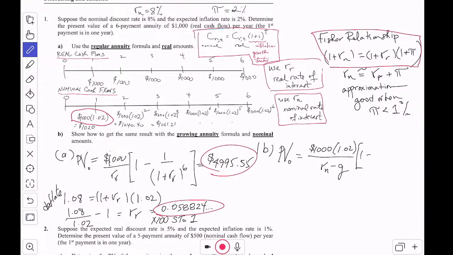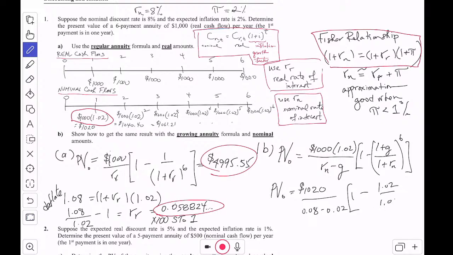And then 1 minus 1 plus G over 1 plus the nominal rate for 6 periods. That formula should give me the same answer. So let's put the numbers inside and then punch it in together. So I could put 1,020 just to make it easier. And then this is 8 minus the G. Well, the growth that happens is the inflation of 2%. And then this is 1.02 over 1.08 to 6 periods. So that's the formula. And now you should be able to punch that in and get this exact same answer.